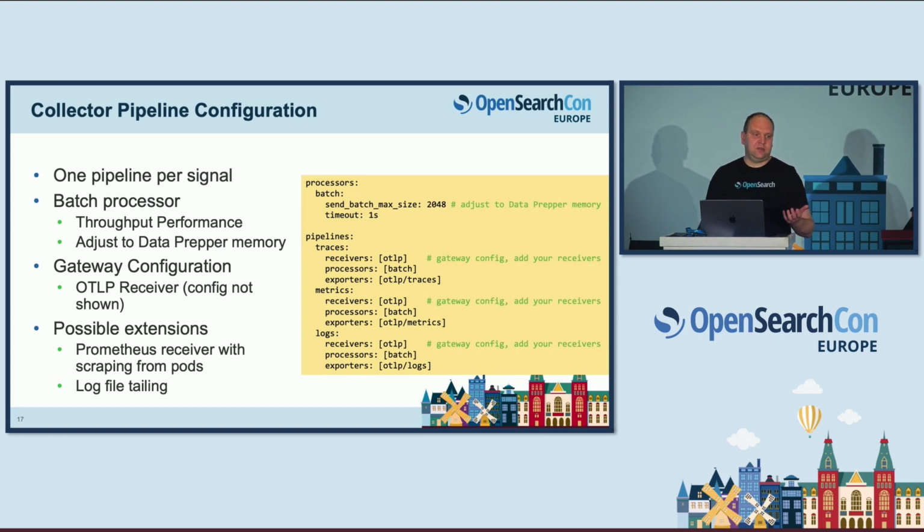We can extend it. For instance, there are Prometheus receivers that can scrape ports if you're running a Kubernetes deployment, so that the OTel collector behaves just like Prometheus. You can scrape Prometheus itself. You can do log file tailing, whatever you like. And in the end, you end up with 3 pipelines looking like this. Okay. That's all there is to it.